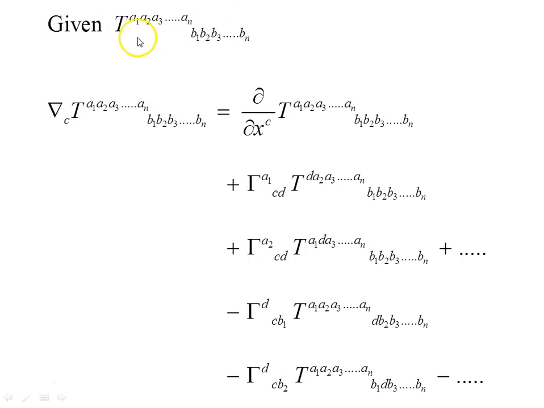Next one, so in general, for a tensor of this general mixed form, with upper indices and lower indices, the covariant derivative of that will just follow this format here, just a generalization of everything we've been doing. Each upper index gets a positive gamma term here, each lower index gets a negative gamma term here.